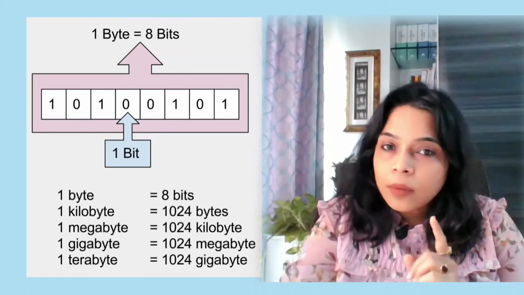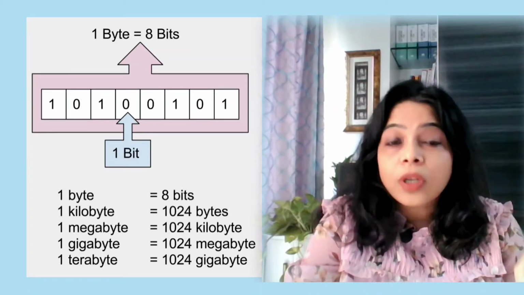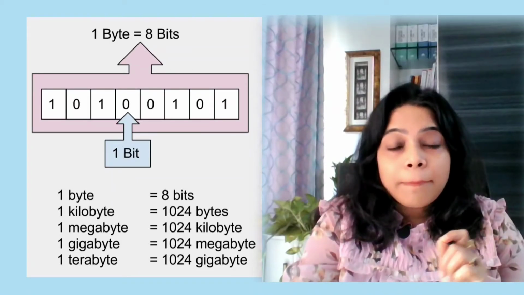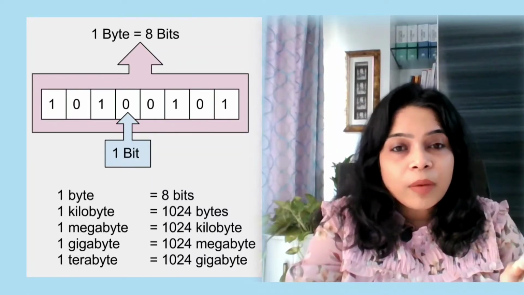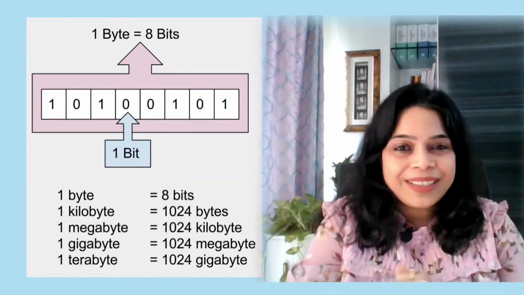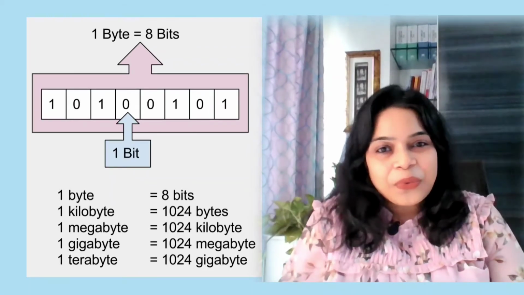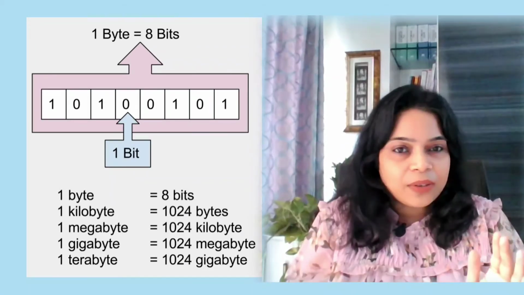1024 bytes make a kilobyte. 1024 kilobytes make a megabyte. And 1024 megabytes make a gigabyte. 1024 gigabytes make a terabyte.